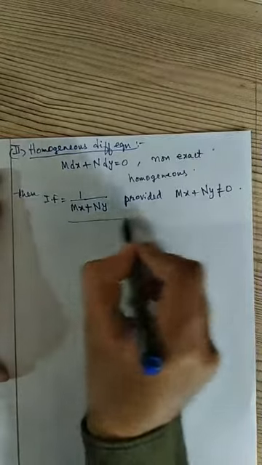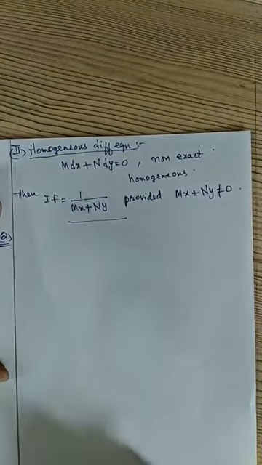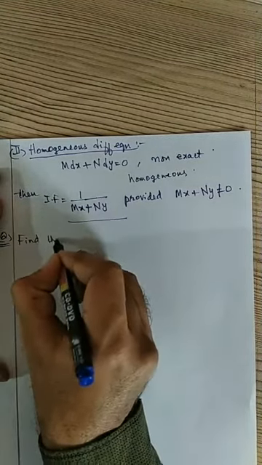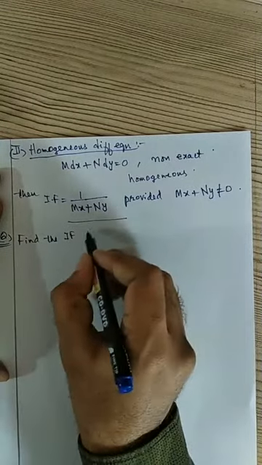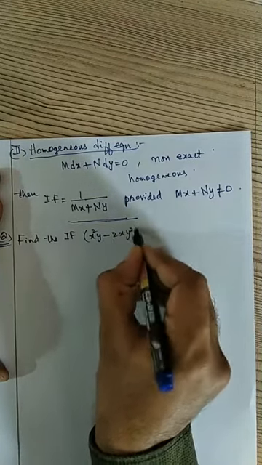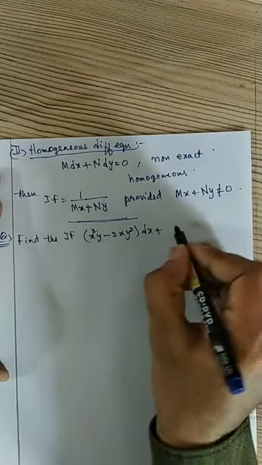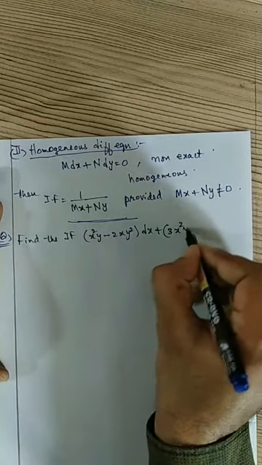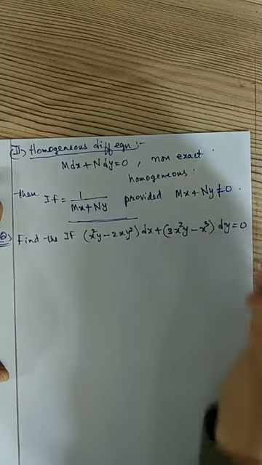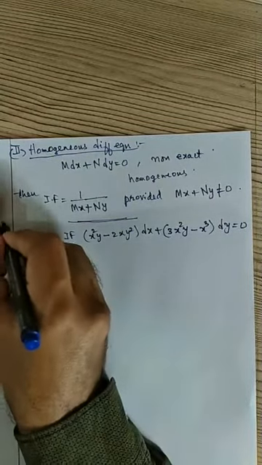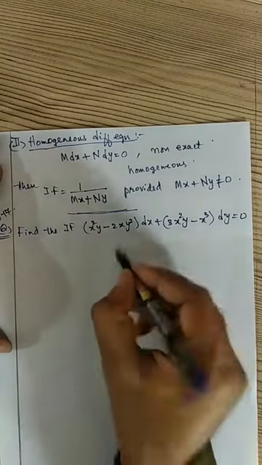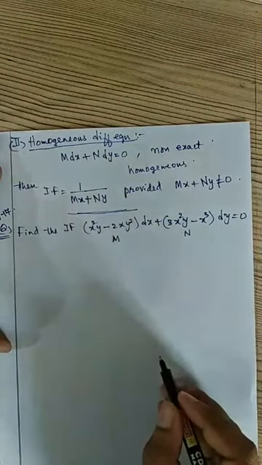Right, we will consider a problem here. Question is find the integrating factor. Equation is x square y minus 2xy square into dx plus 3x square y minus x cube into dy equal to 0. And this question was asked in June 2017. Right, so given equation is of the form M dx plus N dy equals to 0.